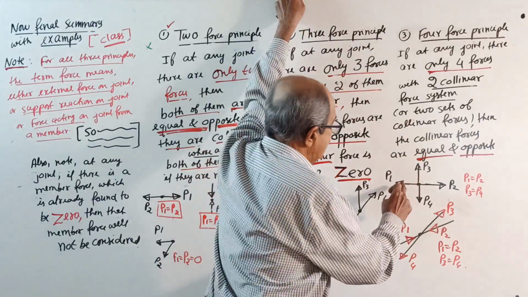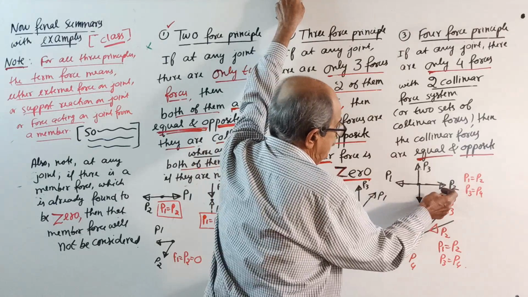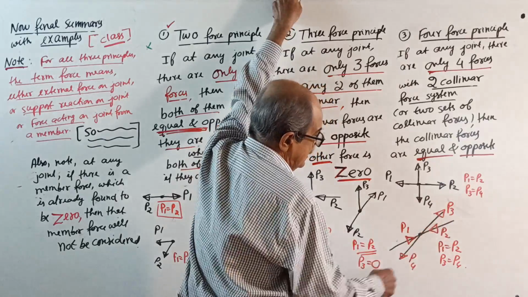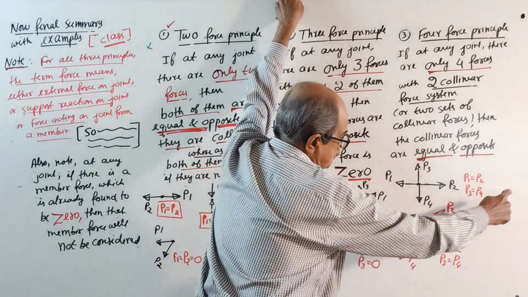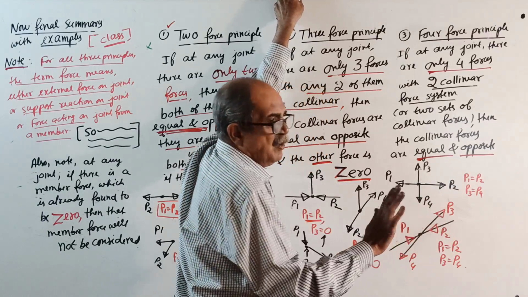Here, P1 is collinear to P2, and P3 is collinear to P4. So P1 equals P2, and P3 equals P4, equal and opposite. See here, randomly, this is one collinear set and this is the other collinear set. Incoming, outgoing does not matter.